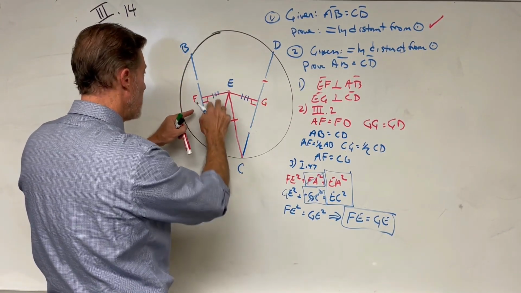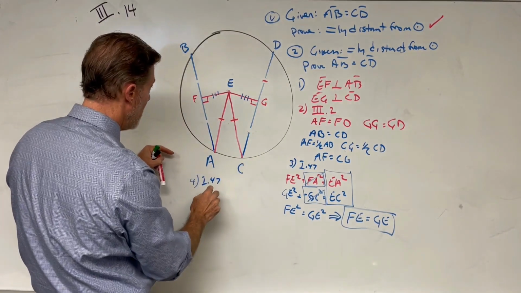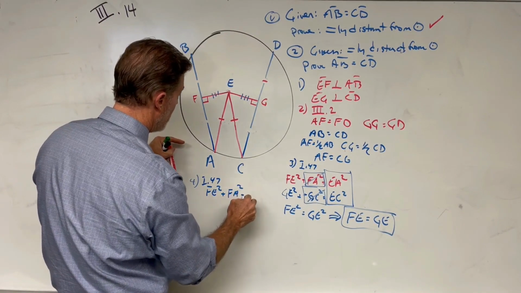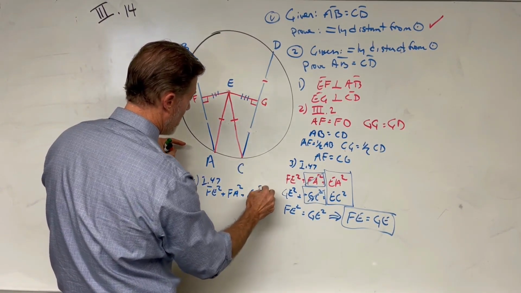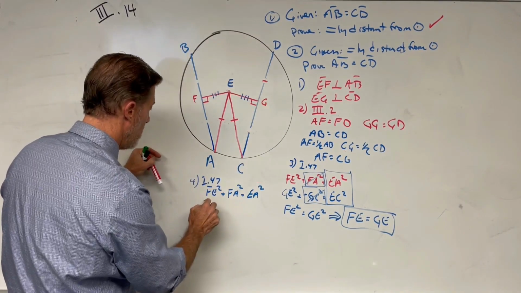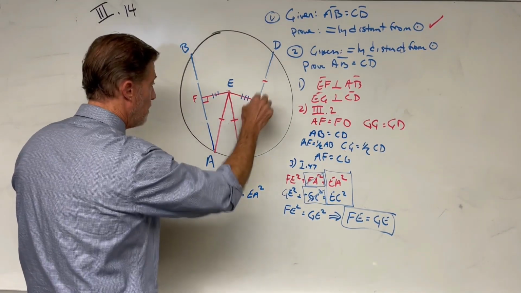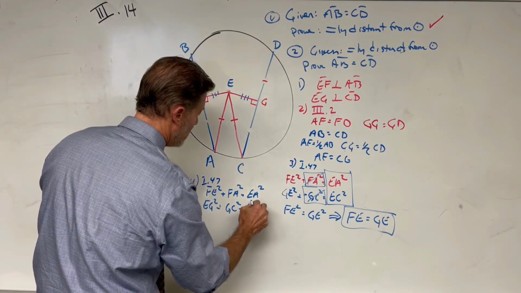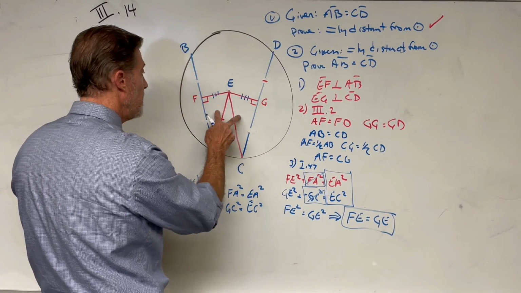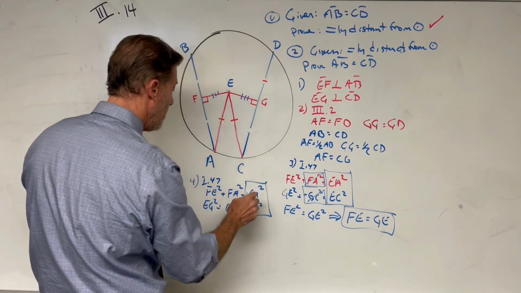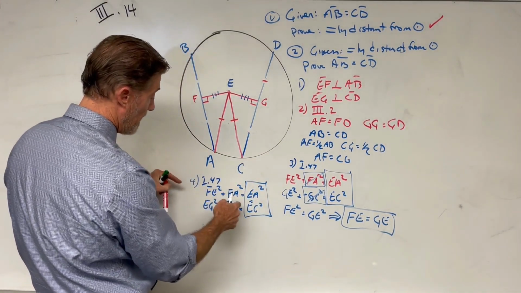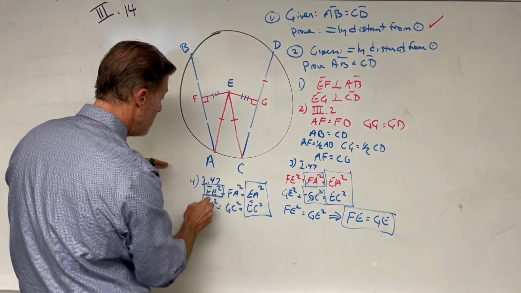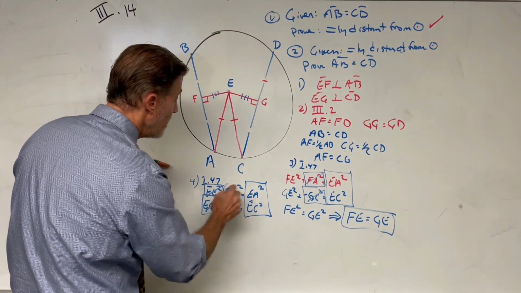And we know on a right triangle that the square on the legs is equal to the square on the hypotenuse. Therefore, FE squared plus FA squared is equal to EA squared. And likewise over here, we know that EG squared plus GC squared is equal to EC squared. And since we know these are equal, their squares are equal, so these two are equal. Therefore, these are equal. And in them, we know that the square on FE is equal to the square on EG because FE and EG are equal. Therefore, when we remove those, the remainders are equal.